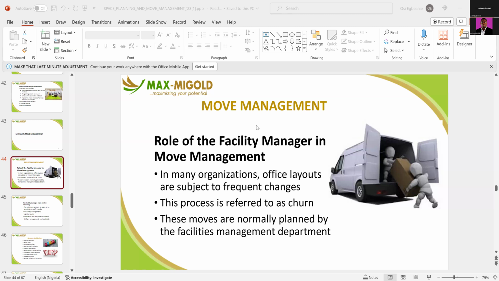The role of the facility manager in move management. In many organizations, office layouts are subject to frequent changes. This process is referred to as a move. These moves are normally handled by the facility management department.